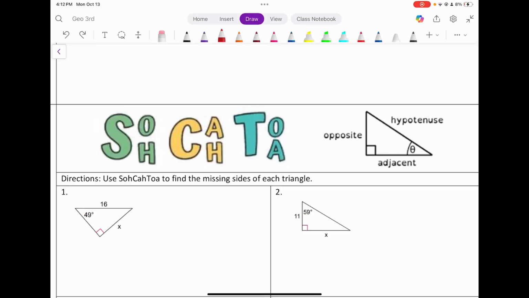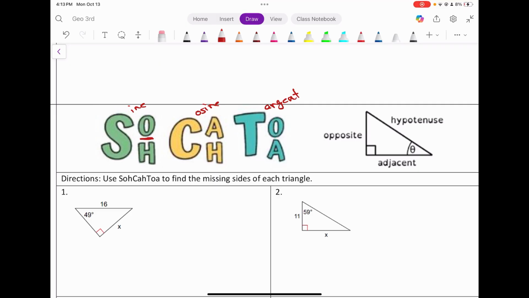The sine, cosine, and tangent of an angle is simply another way of saying certain ratios inside of a right triangle. First off, sine, we know, is equal to opposite over hypotenuse.